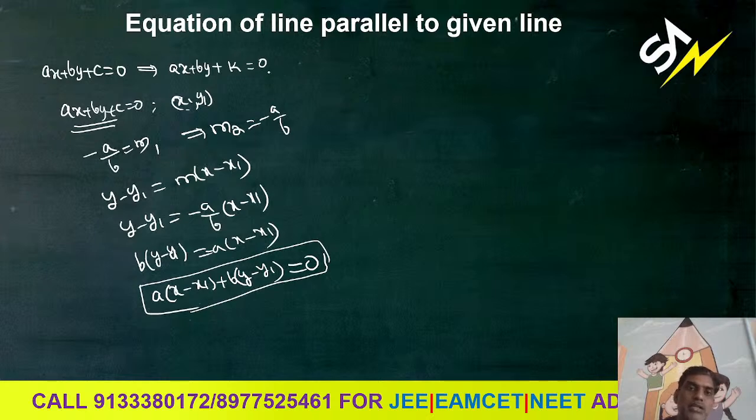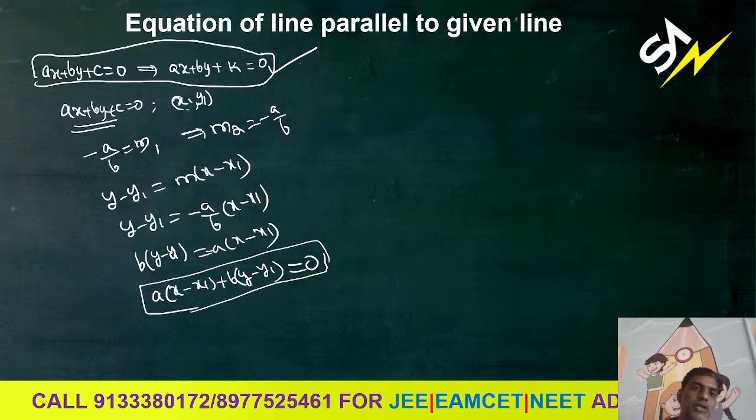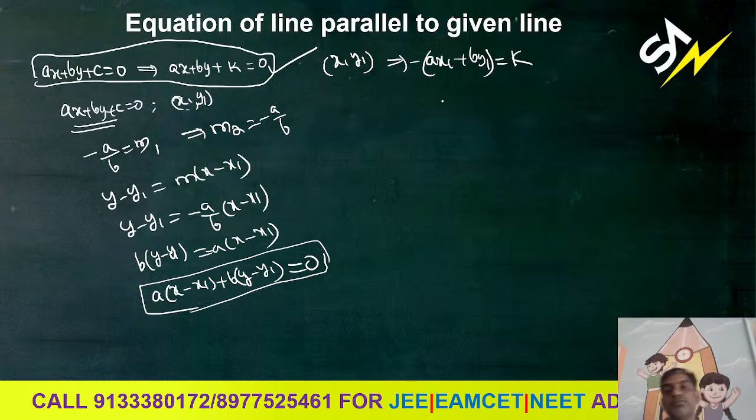Or else we can write directly like this. In any way we can solve it. To get the k value, we have to substitute that x1 y1 into the line. If you substitute x1 y1, ax1 plus by1, this will be equal to the k value. This is k. Right?